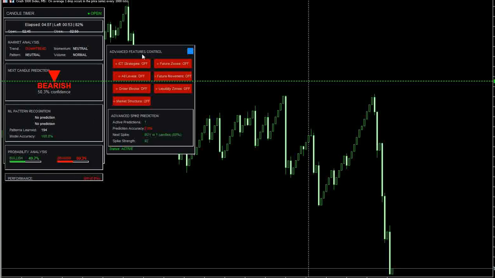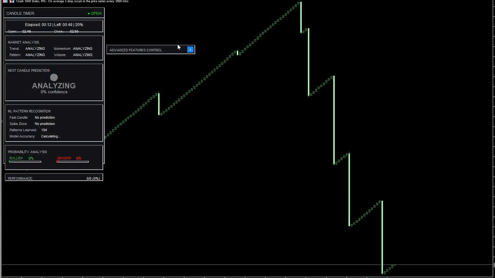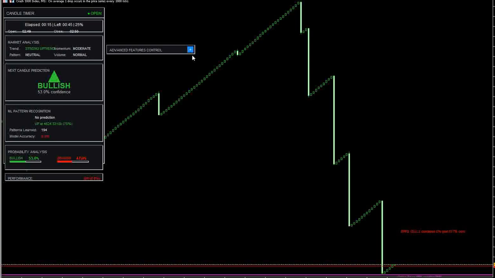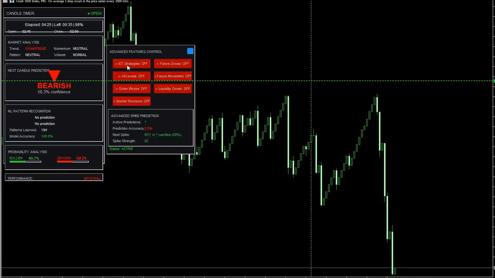Now under the advanced feature, we can minimize this. Now this is 1 minute. Let's use 5 minutes. We can maximize it. Now we have ICT strategies. Here, once all these things are disabled, once I click on it, it will enable. Then now it has enabled the ICT strategy. It's now left for me to choose the strategies that I want.